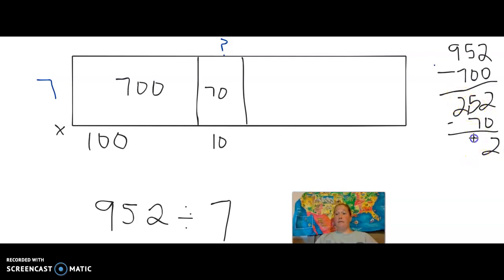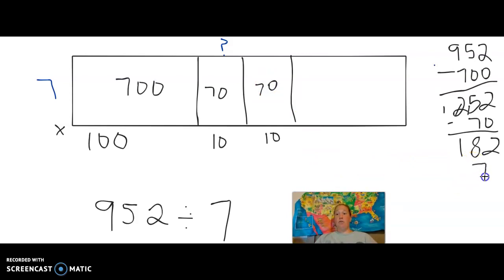15 minus 7 is 6. Oops, I'm sorry. 15 minus 7 is 8. We had to borrow. 182. Okay, 182, we still can do another times 10. So 10 times 7, 70. So we're just breaking up that 952 into smaller parts to make our life easier.